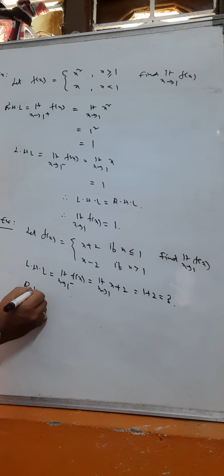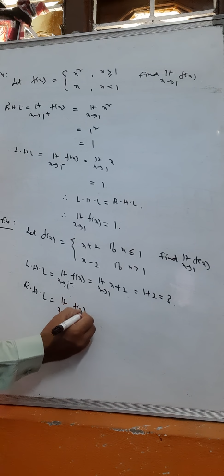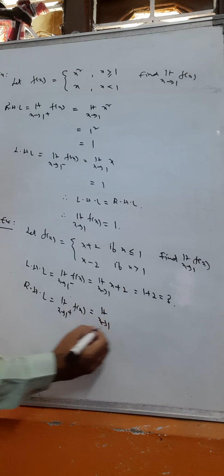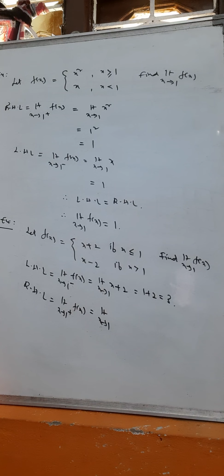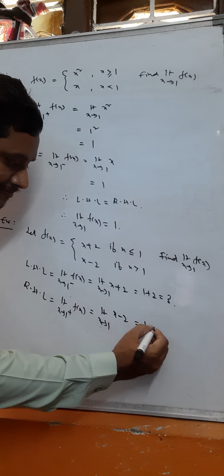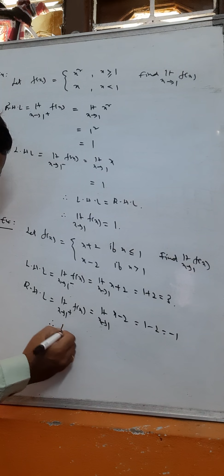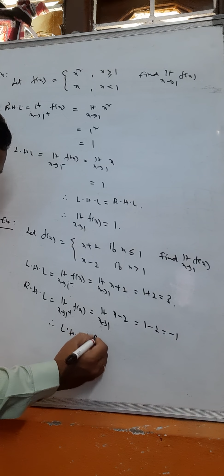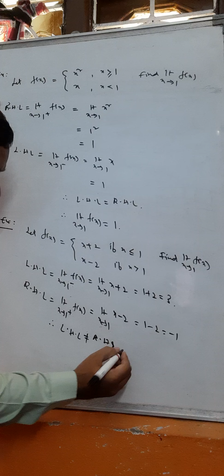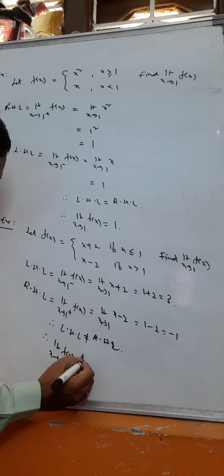And what about RHL? RHL is equal to limit x tends to 1 plus f of x. 1 plus means more than 1. More than 1 means x minus 2. So 1 minus 2 is minus 1. In this case, LHL is 3, RHL is minus 1. So they are not equal. Therefore, LHL is not equal to RHL, and limit x tends to 1 f of x does not exist.